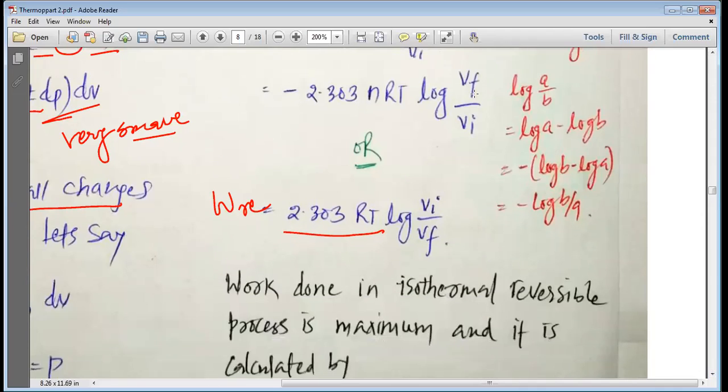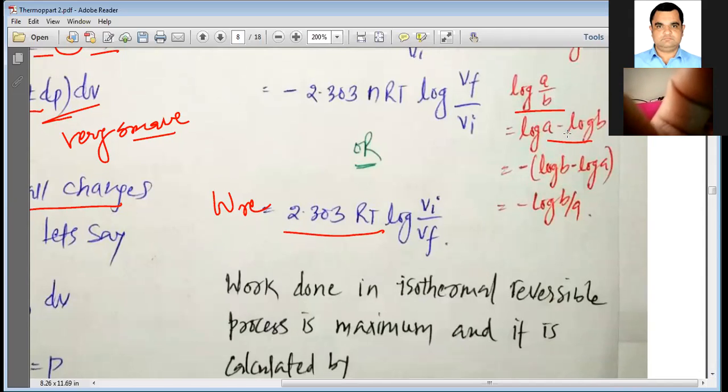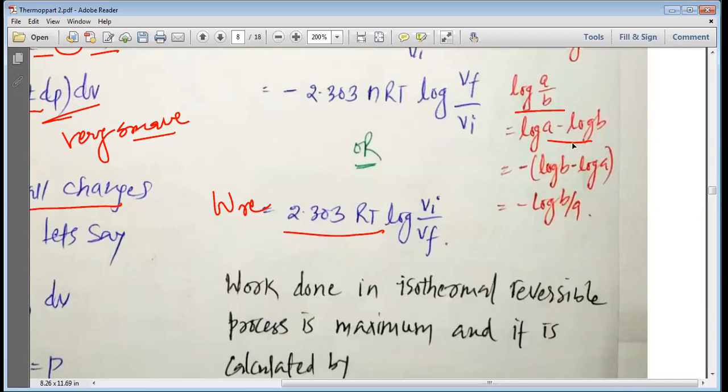Now please remember that if we have log of A by B, we can write log of A minus log of B. When it comes to log of A minus log of B, if we take minus common, then we can write log of B minus log of A, and thus it is minus log of B by A. So if we have log of A by B, we can write minus log of B by A. So log of Vf by Vi, we can write as minus log of Vi by Vf, and that is why this minus sign I have removed.